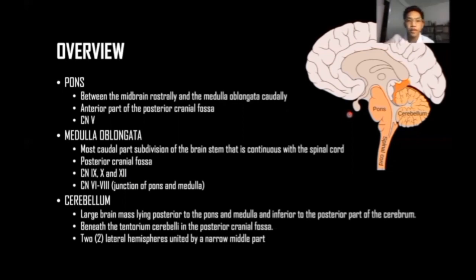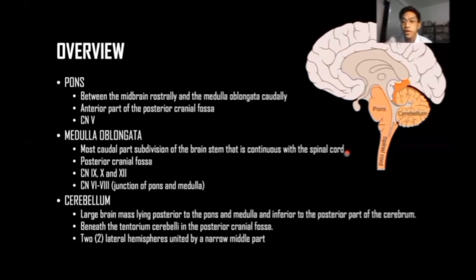Next, we have the medulla oblongata. The medulla oblongata is the most caudal part of the subdivision of the brainstem that is continuous with the spinal cord. If you can see my laser, we have here the medulla oblongata. It connects the pons and the spinal cord, so it acts as a bridge. It is located in the posterior cranial fossa as well. Cranial nerves 9, 10, and 12 are associated with the medulla oblongata, while cranial nerves 6 to 8 are associated with the junction of the pons and medulla.